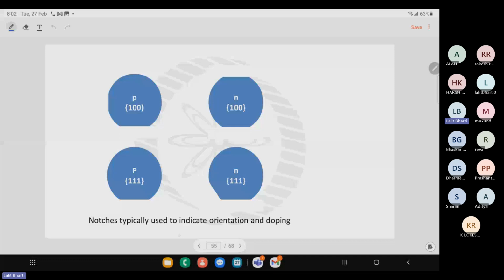So these are the notches. These notches indicate the orientation and doping. If you have two notches here and here, the orientation is 100 N type. If you have this, it is 111 P type. And if you have this, it is 111 N type. So how did we get this kind of orientation? These are all from the seed. Depending on the seed we use, you will have either 111 or 100 orientation.